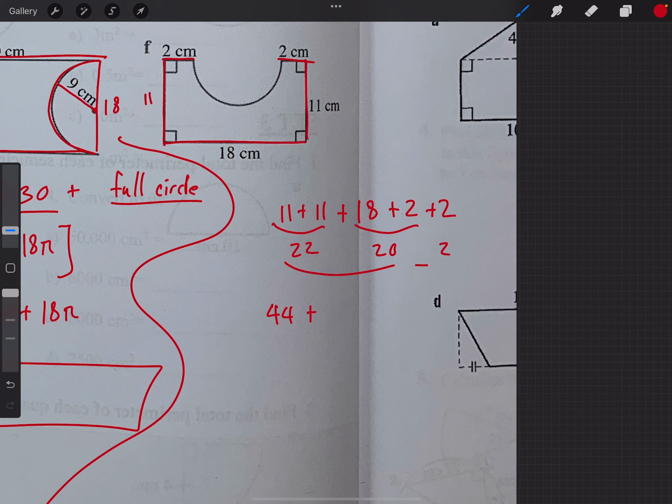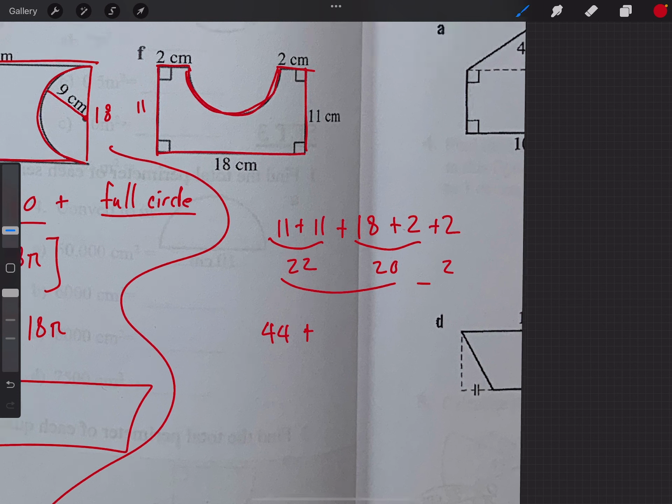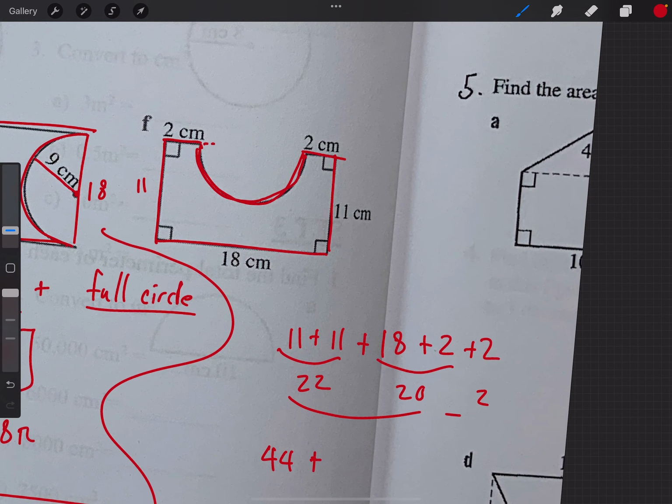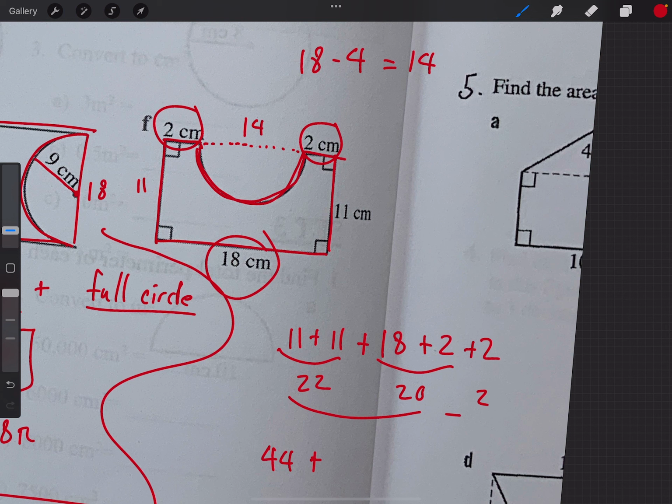All of that adds up to 44 plus the circumference of this semicircle. Now, to find the circumference of this semicircle, we need to find its diameter first. What's the diameter? We know this is 18. 18 take away 2 and 2. So 18 take away 4 gives me 14. So this must be 14. The remaining length is 14.